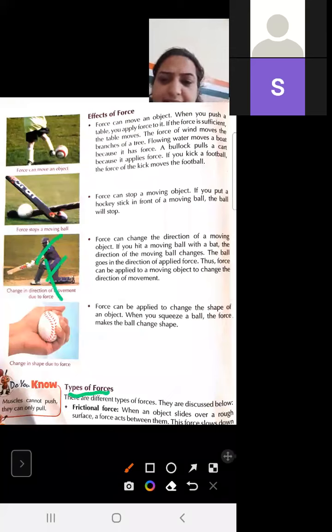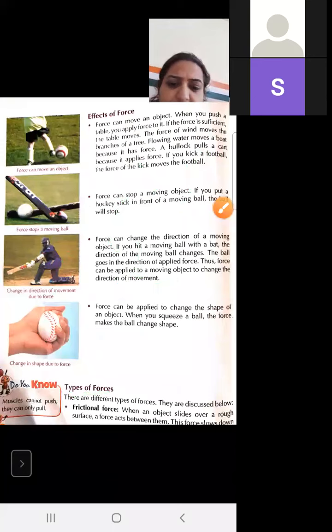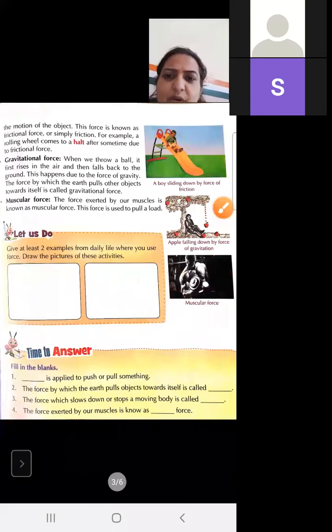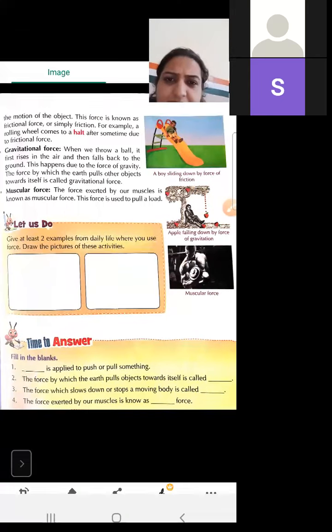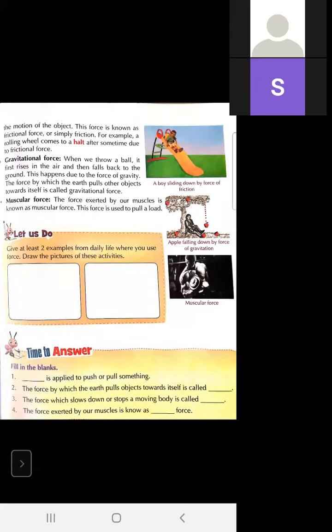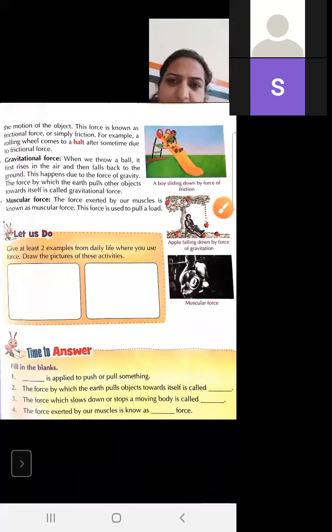First is frictional force. When an object slides over a rough surface, a force acts between them, and this force slows down the motion of objects, and this force is known as frictional force. So what is frictional force?